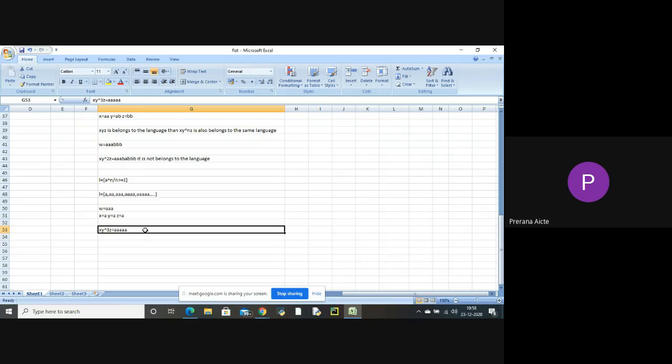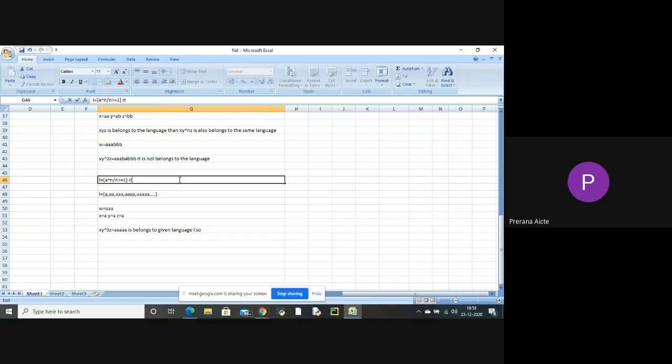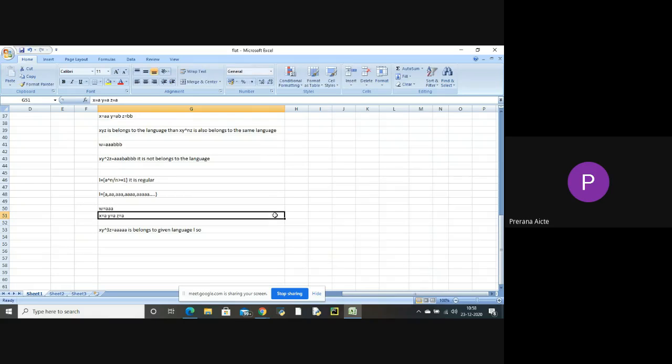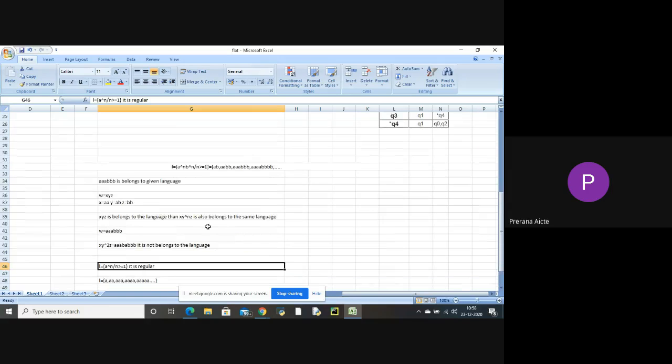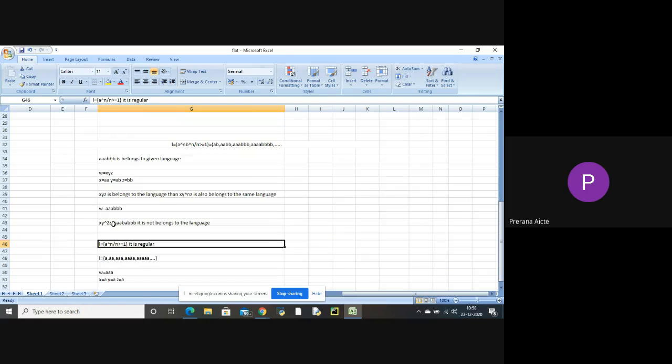So it belongs to given language L. So it is a regular language based on pumping lemma theorem. The above language, A power n B power n, is not regular because the X y power i Z does not belong to given language L. Okay.